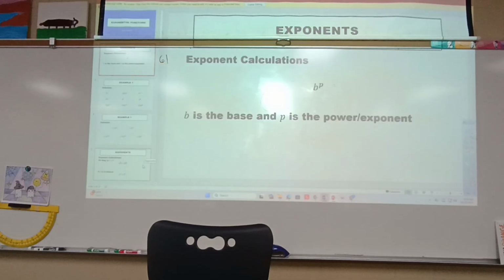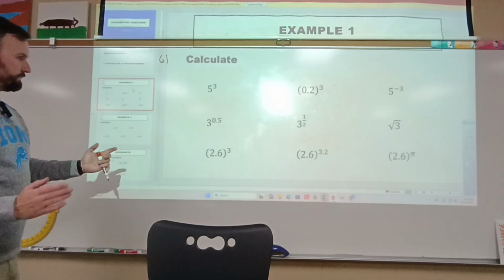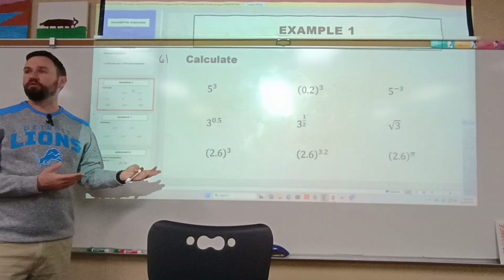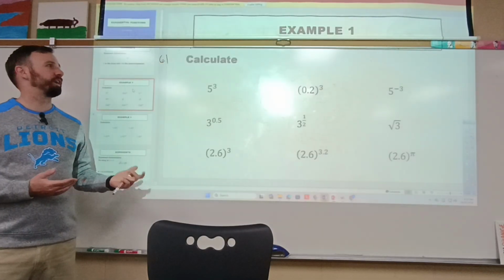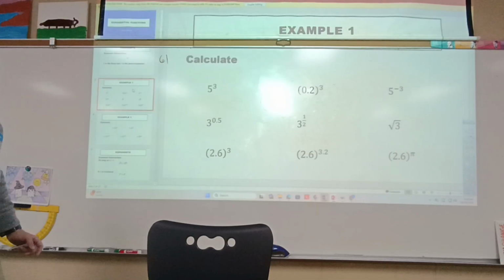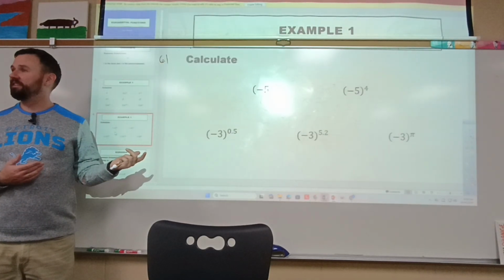All right, let's talk about exponent calculations. We just did it, right? That's why I like transitioning from 6.0 to 6.1. Do you guys want to go over this, or do you feel like we just did that in 6.0? How are you going to calculate these using your calculator?